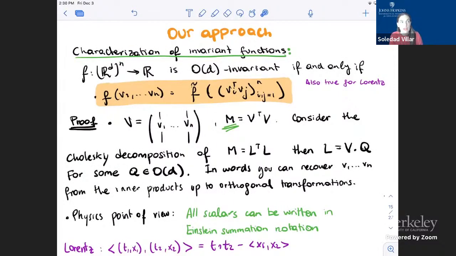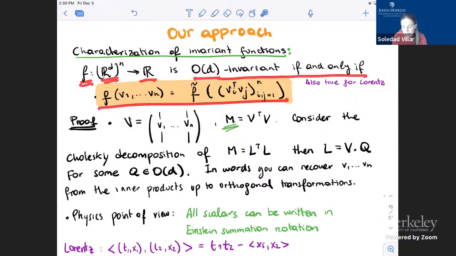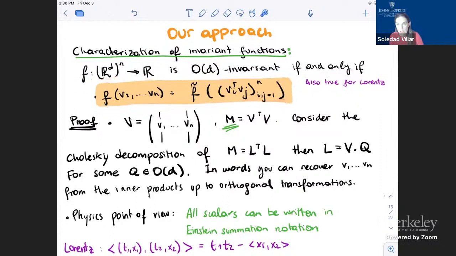It's called the fundamental theorem for invariant functions for OD, which is something that shows up in a book by Weyl from like the beginning of the 20th century. Basically what they show, and it's very easy to show, is that a function from R^D to the n to R is OD invariant if and only if you can write it as a function of the inner products of the input vectors.